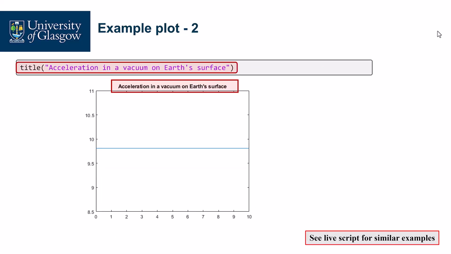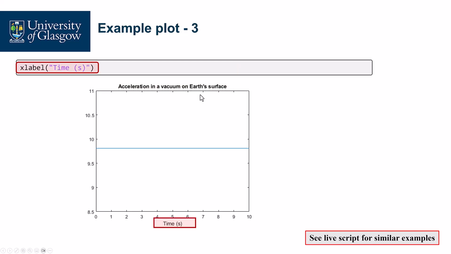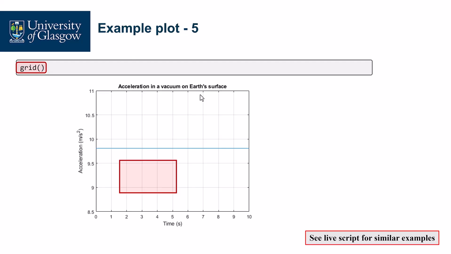Then we can add something. First, we add a title. We use the command title, parenthesis. We put the acceleration in a vacuum Earth surface. We put it here, right? So we can see the title is here. Then we can add labels. We use the xlabel command to add the x label, and we can use the ylabel command to add the y label. So we can see it's here, right? Okay. Then we can put the grid on. Now the grid is on.